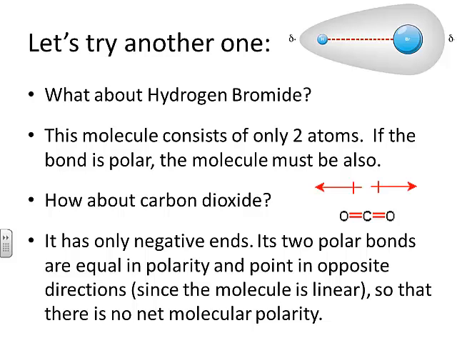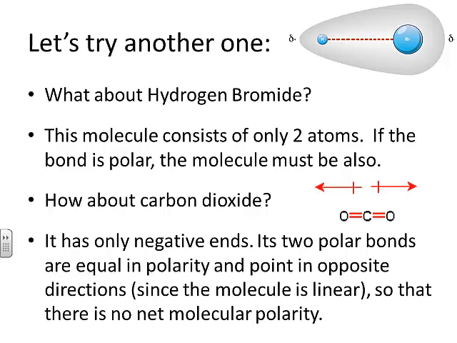If we look back at the hydrogen bromide molecule, this molecule consists of only two atoms and a single bond. There is no other polar bond to cancel it out. So this is going to have to be a polar molecule. And its polarity for the molecule would point, just as that bond does, from the hydrogen towards the bromine.